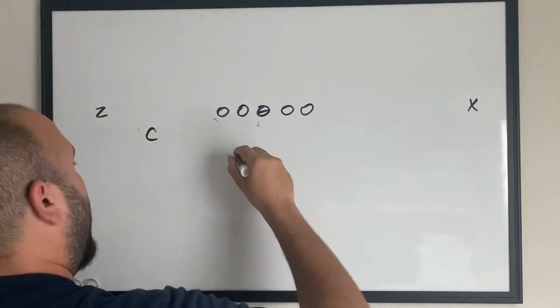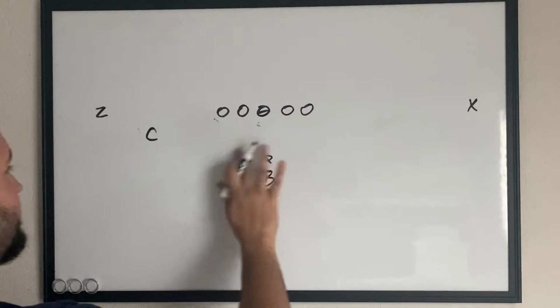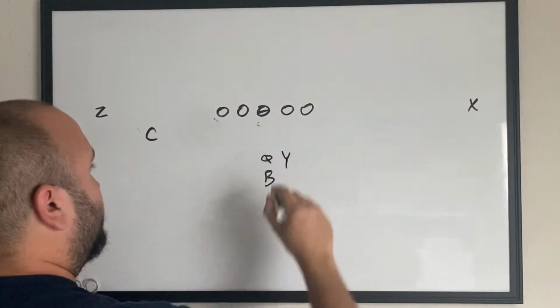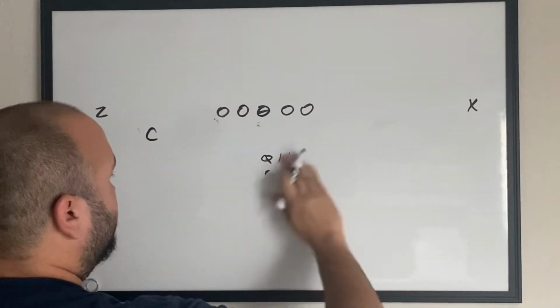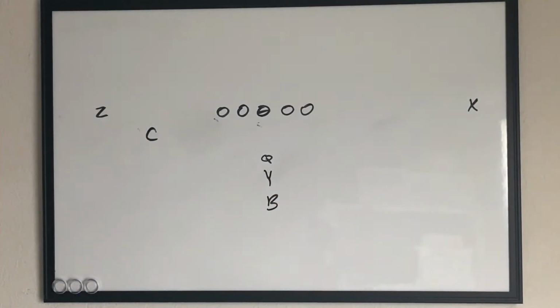7, to place him in the backfield, offset on the left with the quarterback. 8, he'll be there. And then 9 would be like that right there.